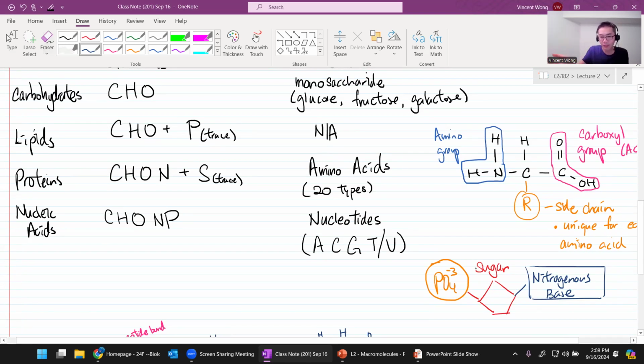There are 5 different kinds of nucleotide depending on what kind of base it contains. The base here can be an A, a C, a G, a T, or a U. The sugar and the phosphate are the same for all the nucleotides. It's just the base that makes them different. Just like the amino acid, same core structure, the side chain is what distinguishes them.